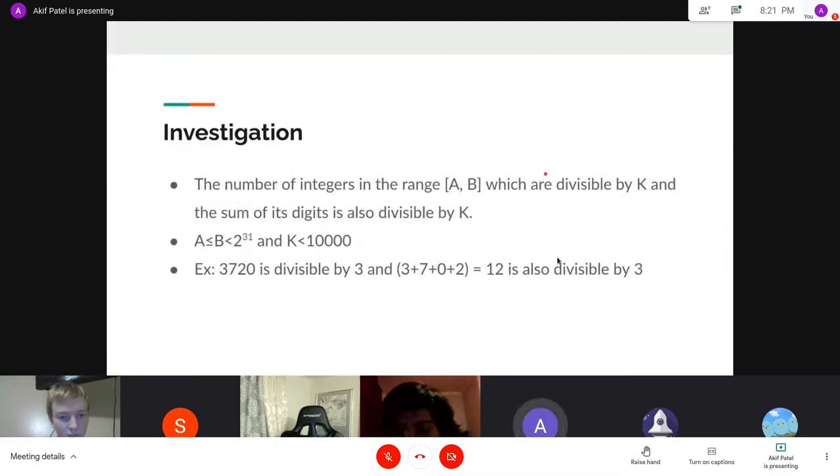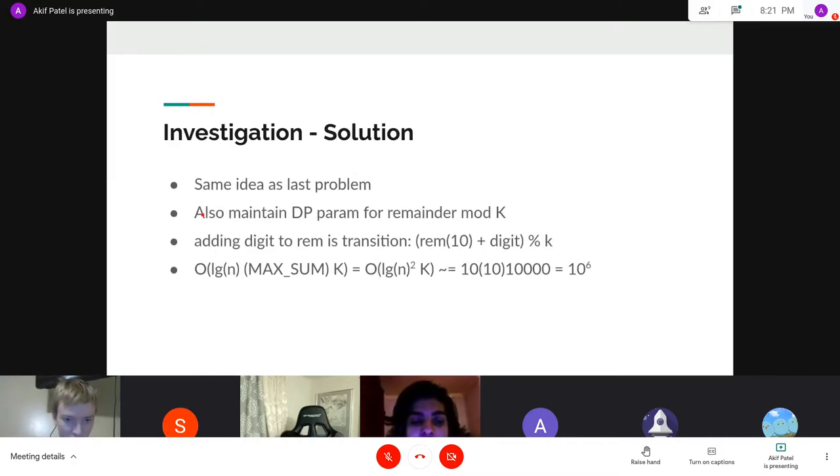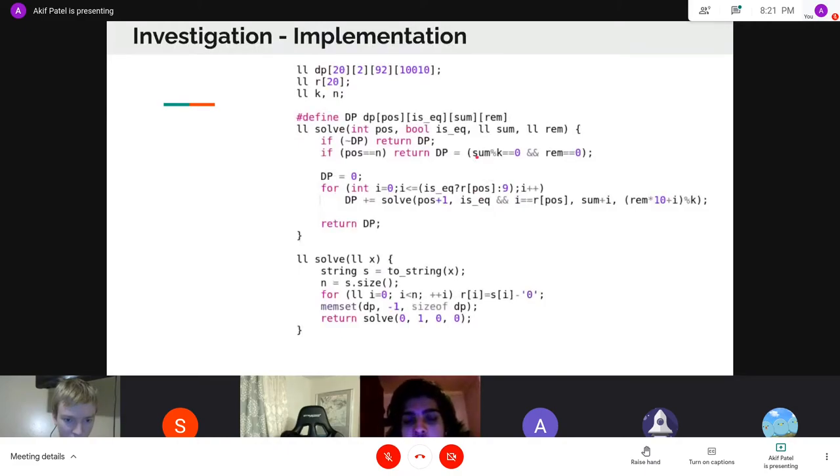That's the second part, the sum of digits has to be divisible by k. But the actual value of the number has to be too. Yeah, sorry? What I mean is, if k is greater than the max sum, then automatically the sum of the digits isn't going to be divisible by k. Sure, yeah, the sum of the digits can't go bigger than k. And that's what I said for the last problem, that you can keep it constrained. But that doesn't really matter here, because k is often going to be a lot bigger than the max digit sum, which is like 90, and k can go up to 10,000.